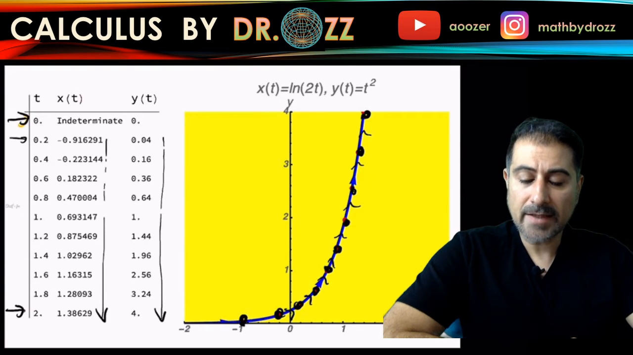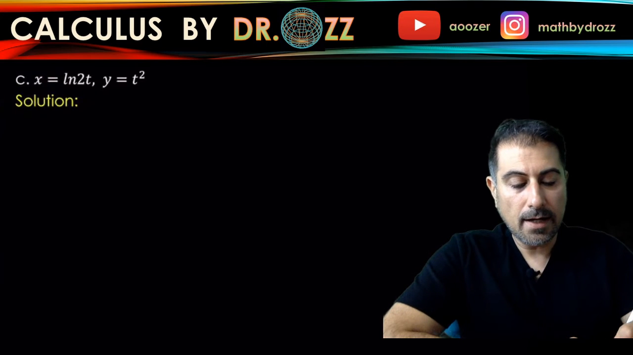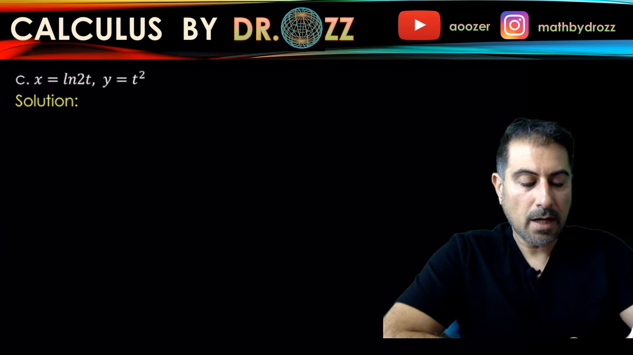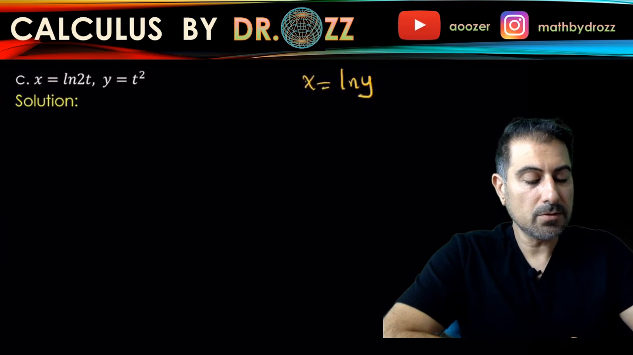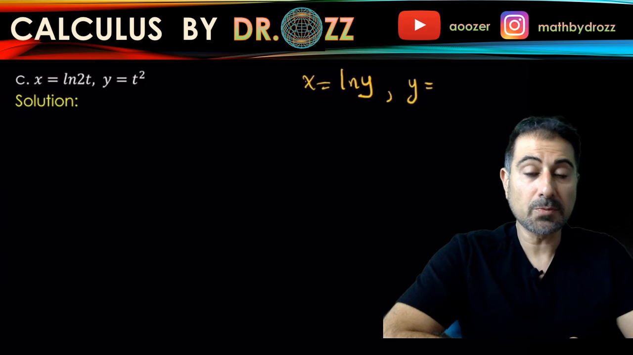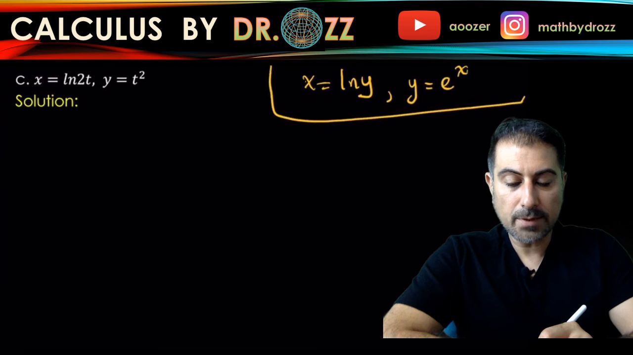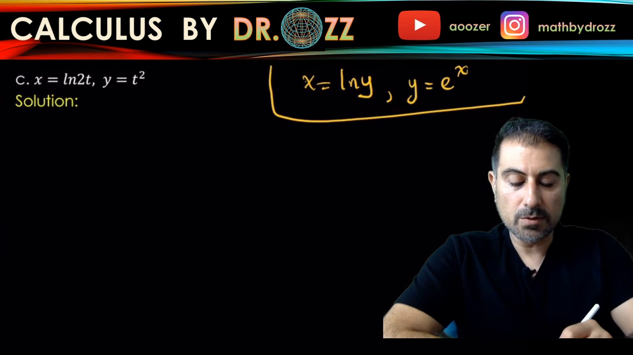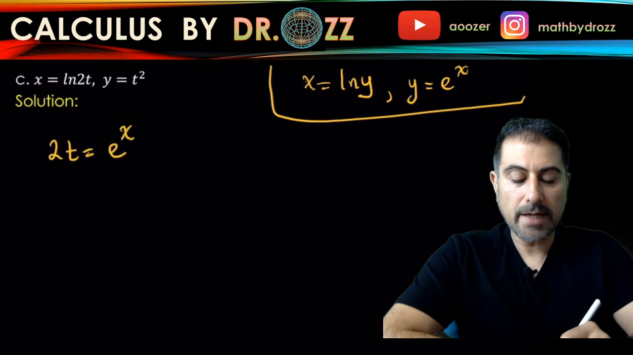So I have x equals ln 2t. I'm going to use a property of the ln function. If x equals ln y, this is equivalent to saying that y equals e to the x. Okay, so I'm going to use this property here. So x equals ln 2t. That implies that 2t equals e to the x, so that t is e to the x over 2.